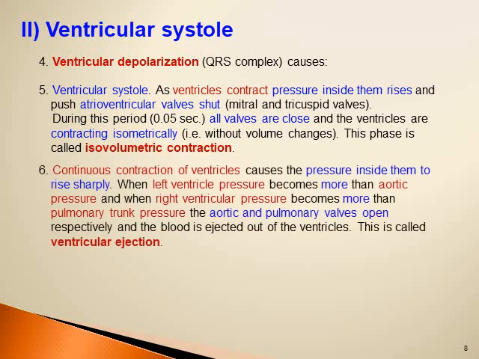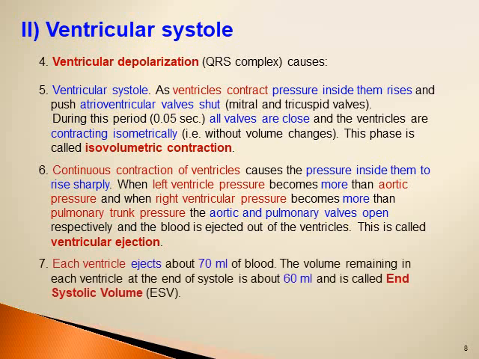The contraction will continue, and this will cause the pressure inside them to rise sharply. When left ventricular pressure becomes more than the aortic pressure, and when the right ventricular pressure becomes more than the pulmonary trunk pressure, the aortic and pulmonary valves open respectively, and the blood is ejected out of the ventricles. This is called ventricular ejection.